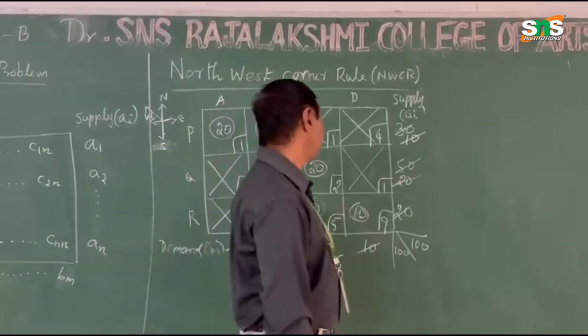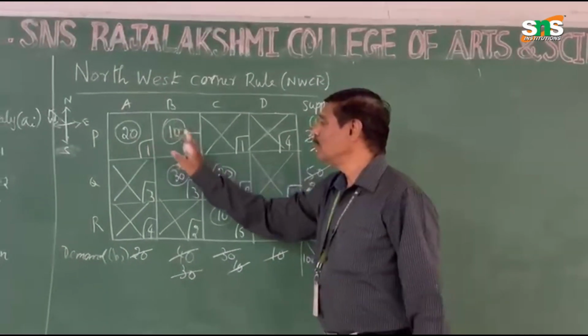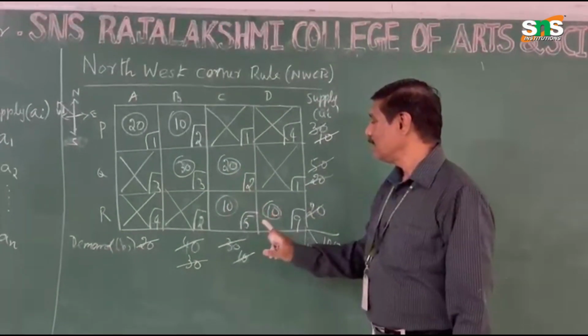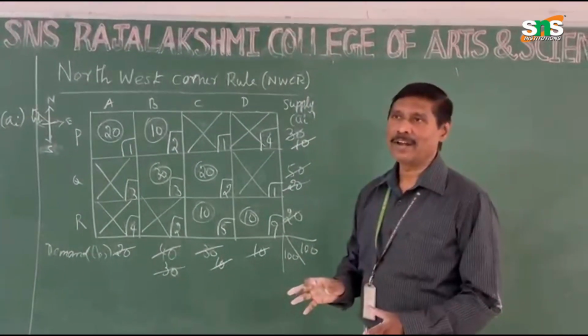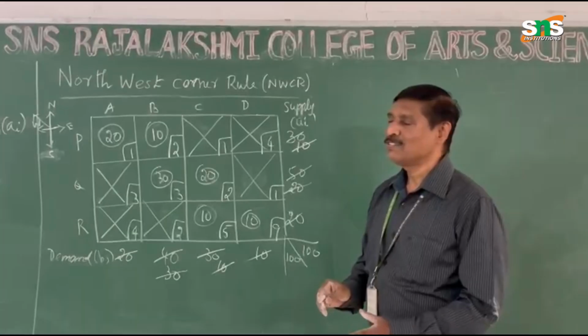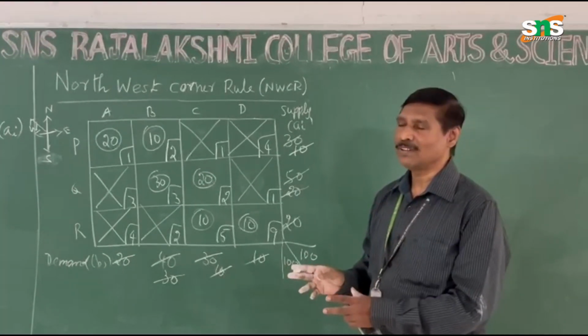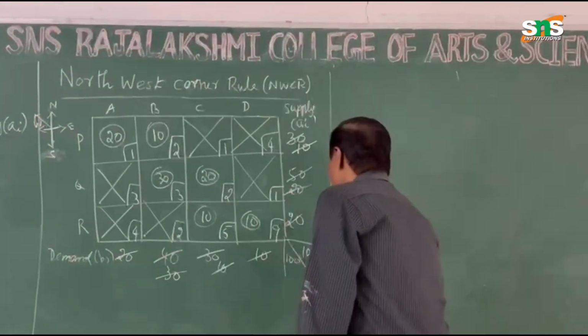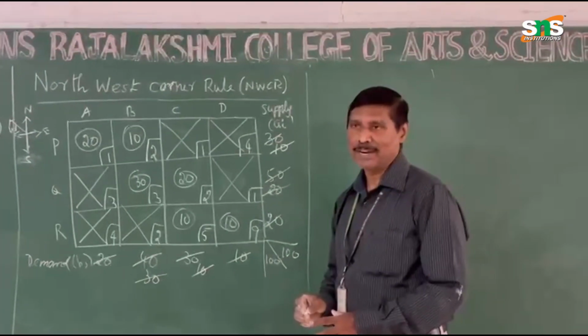Okay. Now how many basic cells? 1, 2, 3, 4, 5, 6. 6 basic cells, or they are called occupied cells. First we check whether it is a non-degenerate solution or not. How do we check it? The number of basic cells should be equal to the m plus n minus 1 formula.